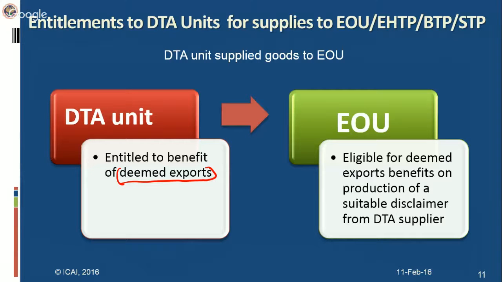Further, it can utilize the, no excise duty, and it can take the SINVAT credit on inputs and services. So both the benefits are available, and in case the SINVAT credit remains unutilized, then it can claim the refund of the SINVAT credit also under Rule 5 of the CCR. However, this EOU will be eligible for the deemed export benefits on production of a suitable disclaimer from the DTA supplier.